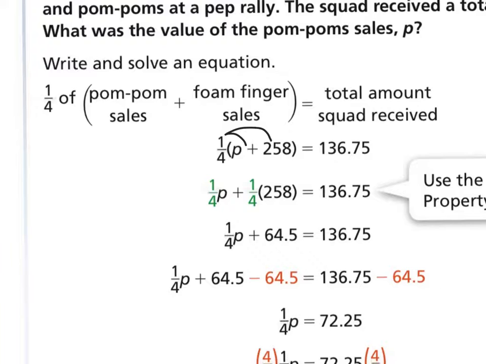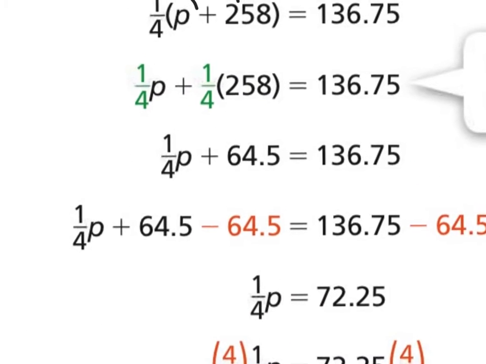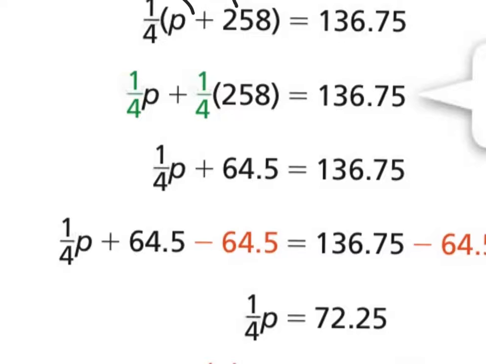1/4 times P is just the same as 1/4 P. And then 1/4 of 258. They got 64 5/10. How would they work that out? How would we work out 1/4 of 258?